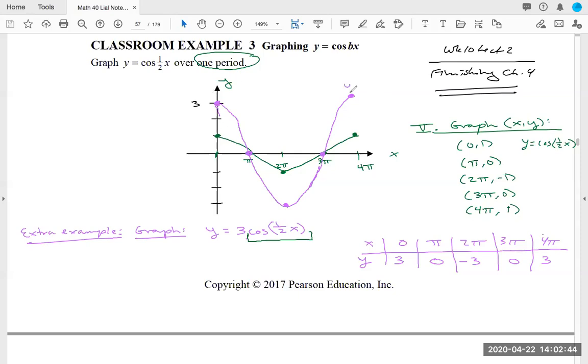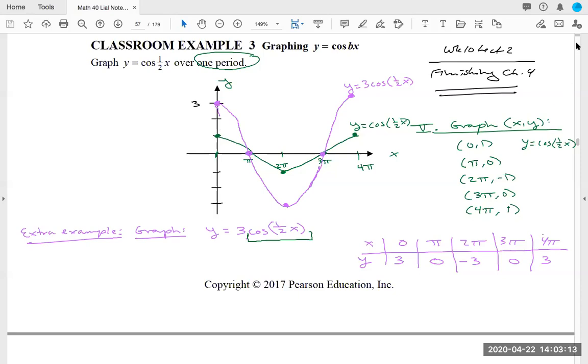So we have y equals 3 cosine of 1/2 x here. We have y equals cosine of 1/2 x. So do you guys see that from cosine of 1/2 x to 3 times cosine 1/2 x, we actually amplified our original graph, this one, by 3 units in the y direction. Okay.